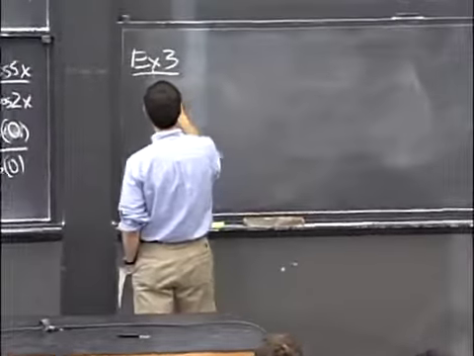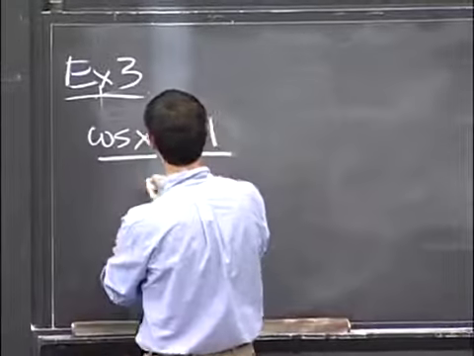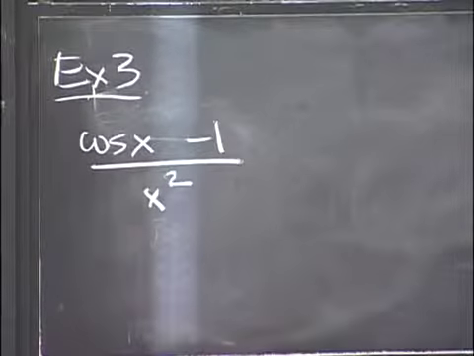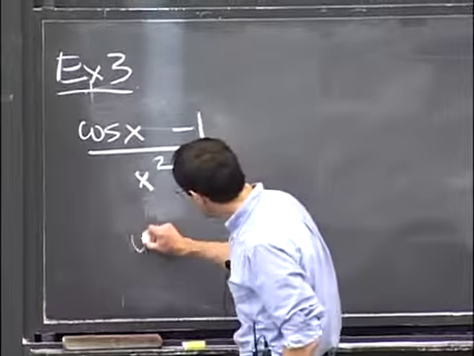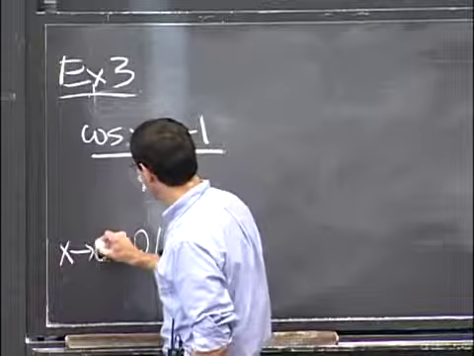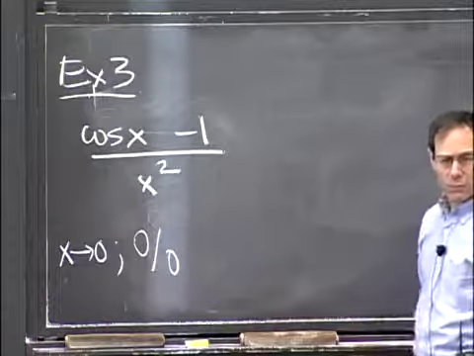Here's what happens if we consider the function cosine x minus 1 divided by x squared. All right? Well, that was a little harder to deal with. And again, this is one of these 0 over 0 things near x equals 0. As x tends to 0, this goes to an indeterminate form here.